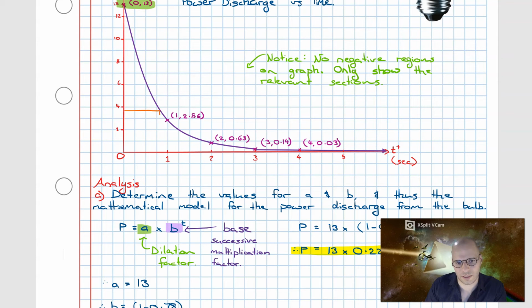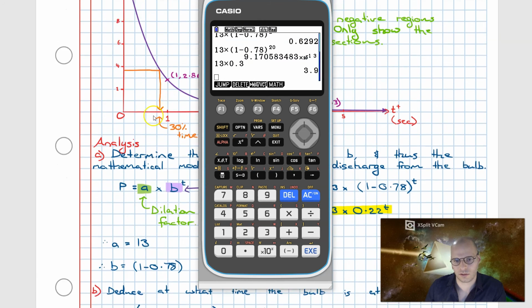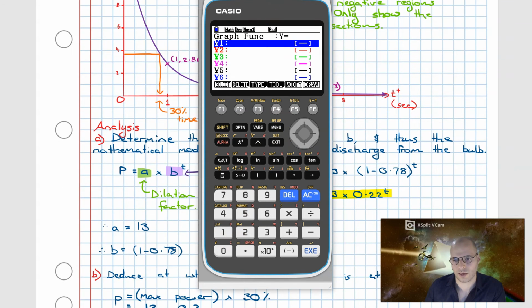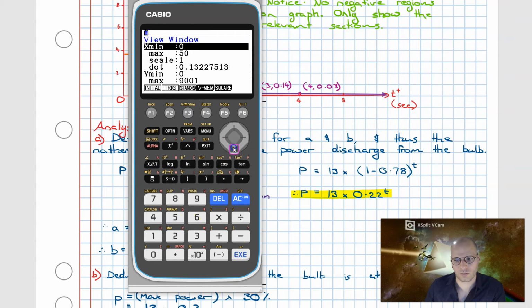Now what we're effectively looking for is when we're at 3.9 over here. So what value of t? To be able to deduce this, we're going to use our calculators. Going into menu, graph, we're going to input the model that we found earlier. So 13 times 0.22 all to the power of, pretending this is t. Graphing and then setting up our window. We're going to look between 0 and let's say 6 seconds.